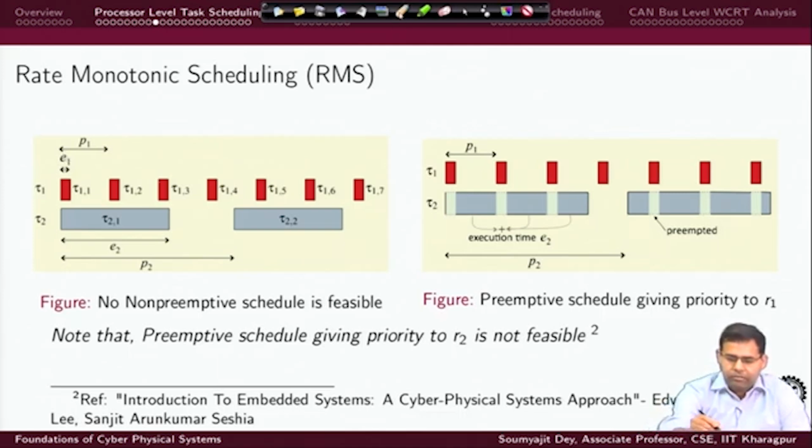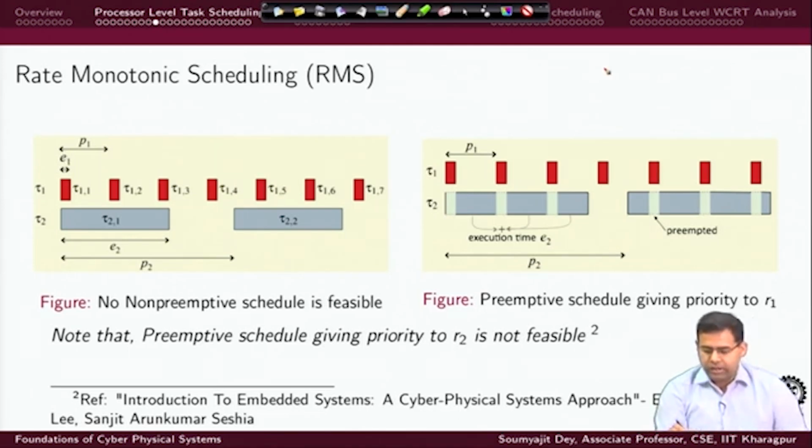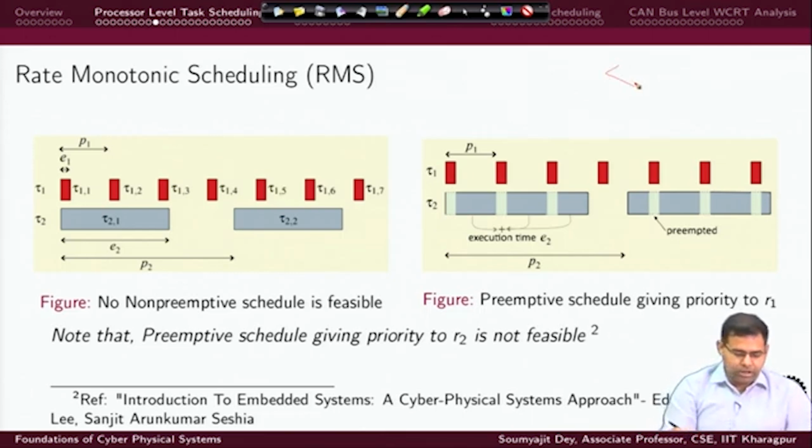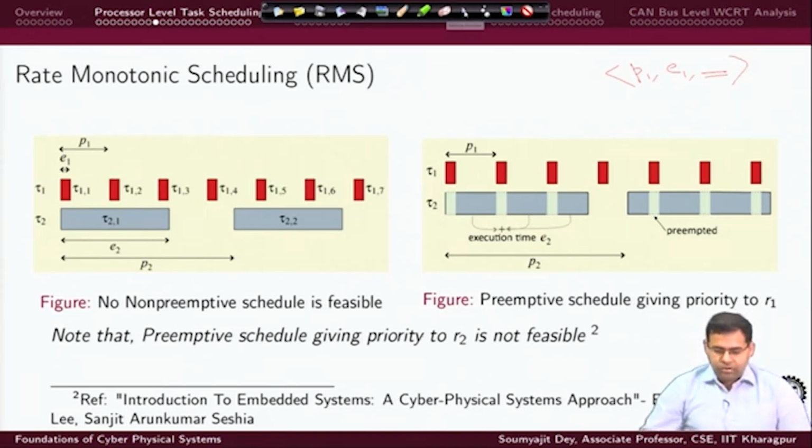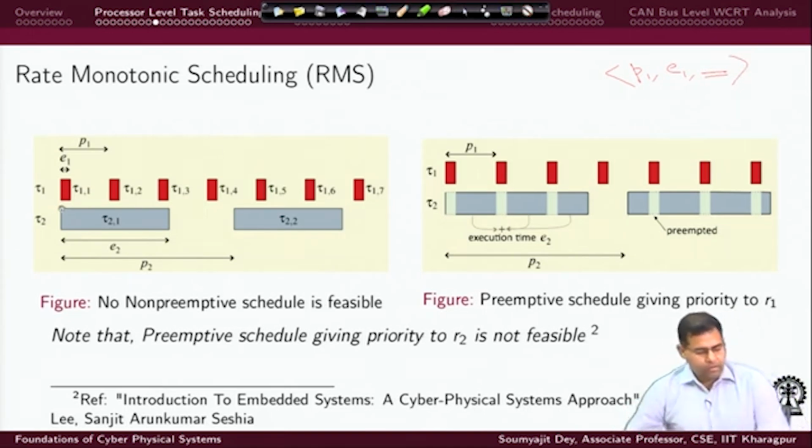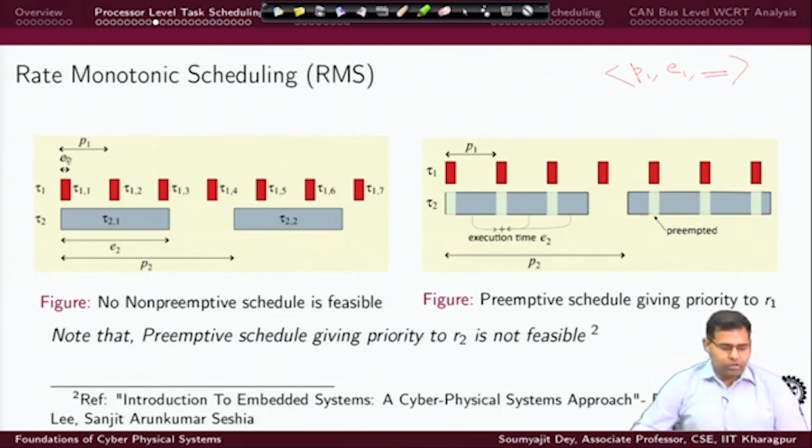Typically, when I am trying to characterize real-time periodic tasks, they are characterized by tuples. For some task T1, you have a period P1 and the execution time, and if the deadline is something different from the period, you also write that. So for tau 1, you have E1 as the execution time and P1 as the period, and here you have E2 as the execution time and P2 as the period. This is tau 2's first instance and tau 2's second instance.